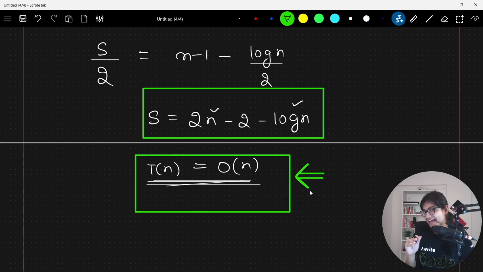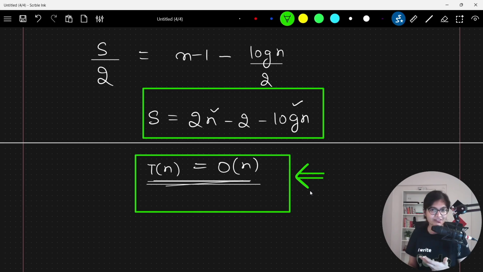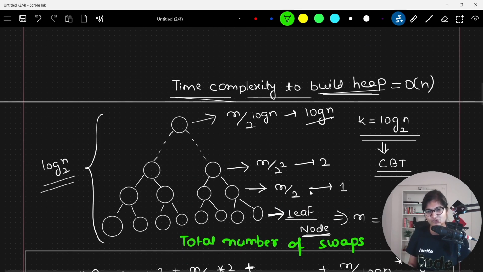So next time, if someone asks you what the time complexity is to build any Minheap, your answer should be big O of n, not big O of log of n. If someone asks you to explain the justification for that, you can explain the complete derivation which I have just shown you, right?